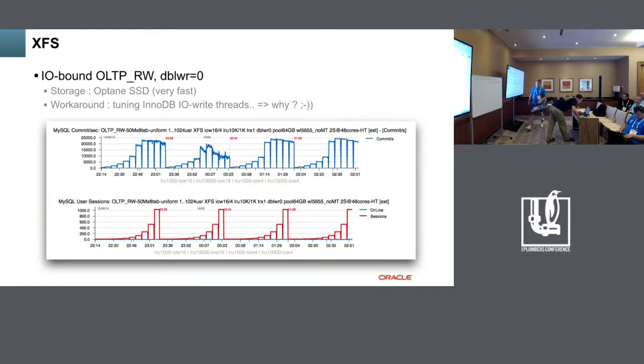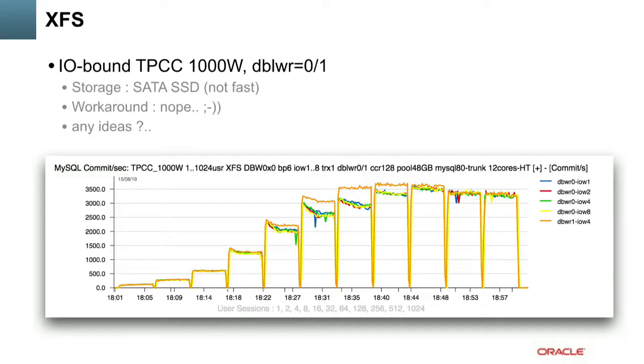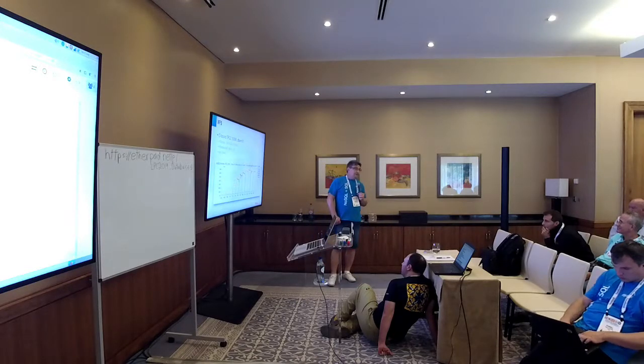Okay. And to finish the story, this is slow storage. Slow storage, but a TPCC workload, IO bound as well, a small machine with only 12 cores and an old SSD. The orange line is double write enabled, and all others are with it disabled and one IO write thread, two, and so on, nothing helping. So how can we do better by doing more writes?